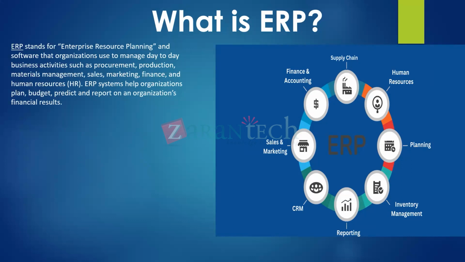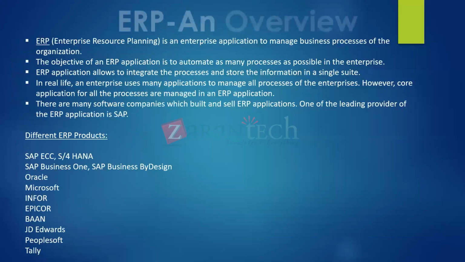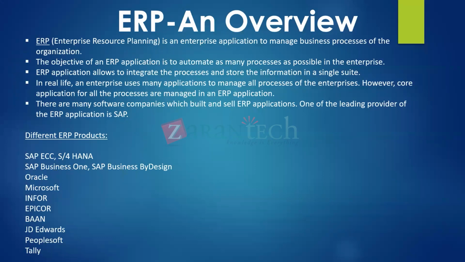Okay. So the main way this ERP system helps the organization is to plan, budget, predict and report the organization's financial results. And the objective of the ERP application is to automate as many processes as possible in the company. It is not possible to manually enter each and every transaction, so some of the transactions the system needs to determine.